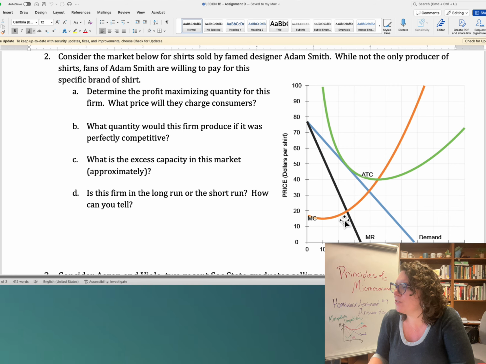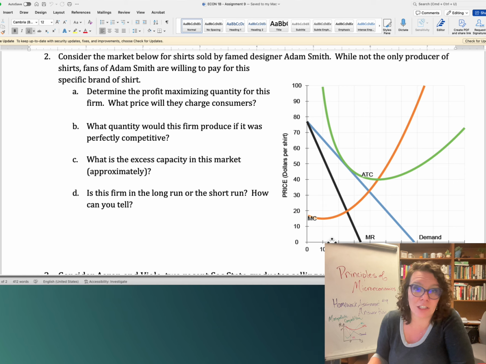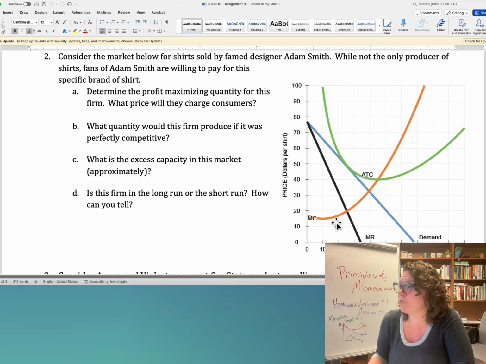Because it's not perfect, you want to generally figure out approximately where you're looking. I would say the quantity is obviously between 20 and 30. I would call it 25,000 shirts just for simplicity's sake, but any number in between that's logical works, right? That's the quantity the firm's going to produce.